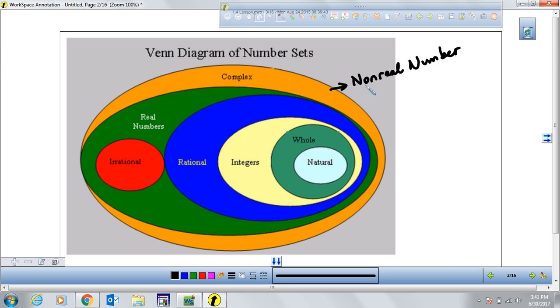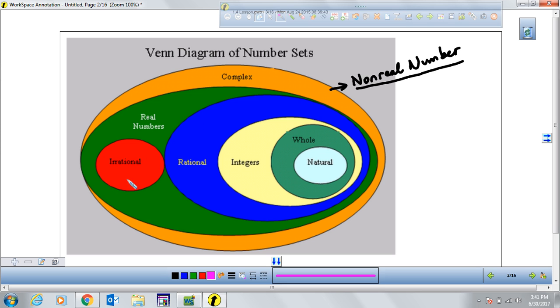We talked about non-real numbers in section P.3. Now, what is a real number? Well, a real number can be categorized in many different ways. We can start by saying we have two main categories of real numbers, which are the rational numbers and the irrational numbers. We're going to be discussing a lot about the rationals.